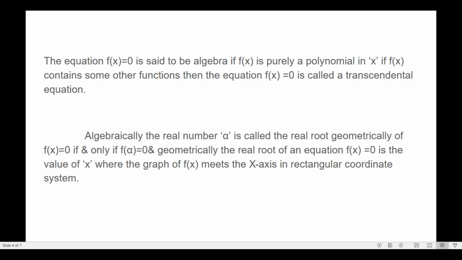Algebraically, the real number alpha is called a real root of f of x equals 0 if and only if f of alpha equals 0. That means in the place of x, if you put alpha and you get 0, then we call alpha a real root. And geometrically, the real root of an equation f of x equals 0 is the value of x where the graph of f of x meets the x-axis.